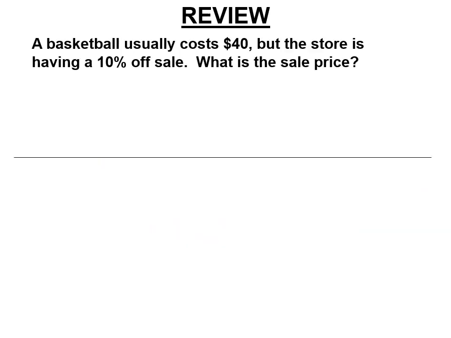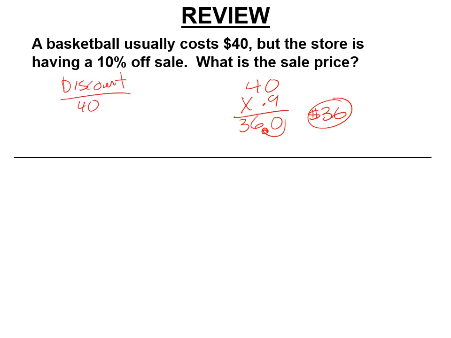A basketball usually costs $40, but the store is having a 10% off sale. What is the sale price? All right, now, you better read problems like that. So, the sale price is at 90% of the original price because it's 10% off. So, the sale price is $36. But what if I asked you what the discount was, right? The discount would be a different question. The discount would be 10% of 40, which is 4. The discount is $4, and the discount could be subtracted to get the 36.